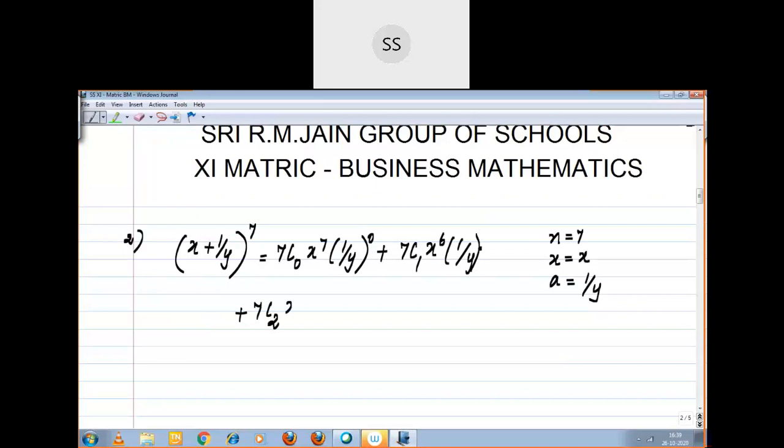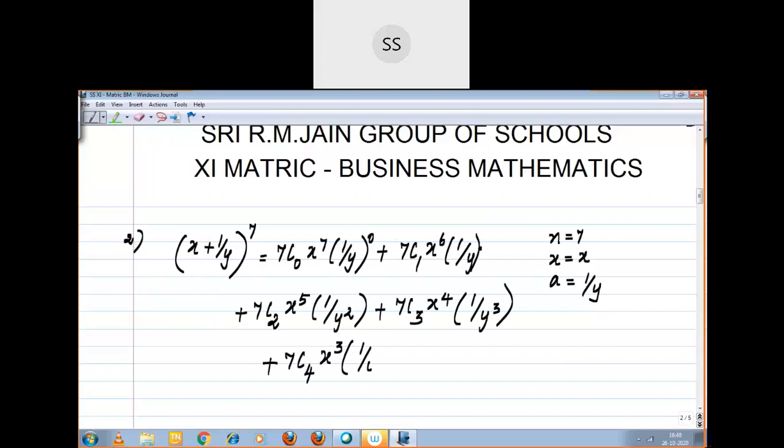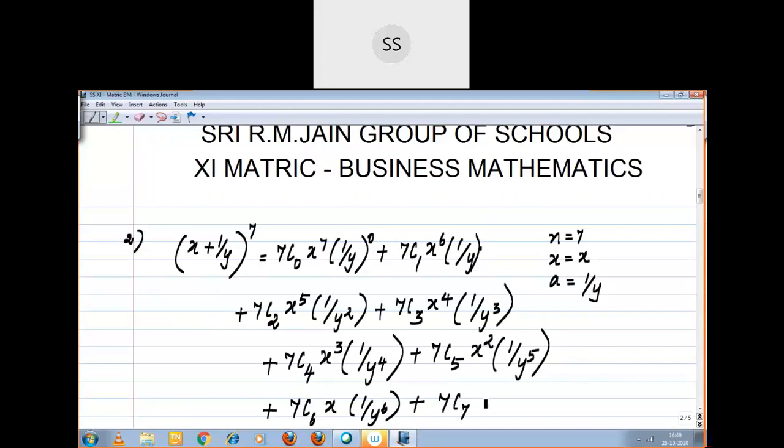plus 7c2 x power 5 into 1 by y square plus 7c3 x power 4 into 1 by y power 3 plus 7c4 x power 3, 1 by y power 4 plus 7c5 x power 2, 1 by y power 5 plus 7c6 x, 1 by y power 6 plus 7c7 x power 0, 1 by y power 7.